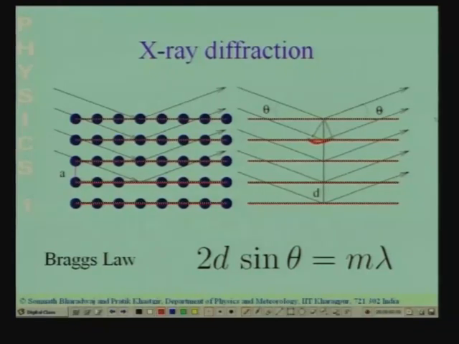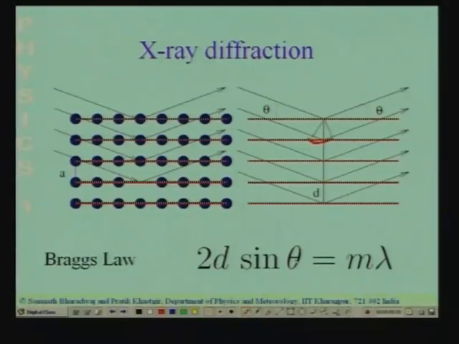So, you will have a set of waves. If I look at the radiation in the reflected direction, I will have a set of waves, but these waves are going to have a phase difference. There is going to be a phase difference between this and this, this and this, and this phase difference corresponds to this path difference. And if you work out the condition that they should all be in the same phase, you will get the condition that 2d sin theta is equal to m lambda.